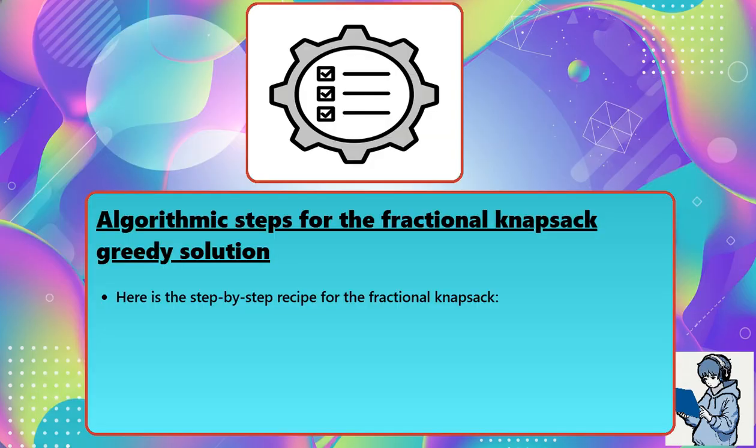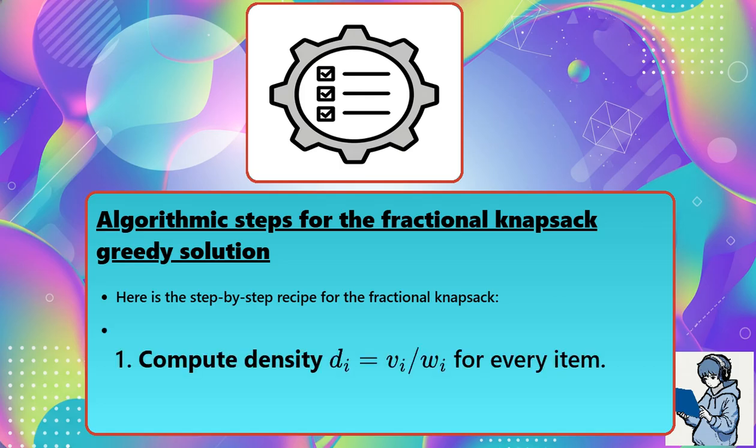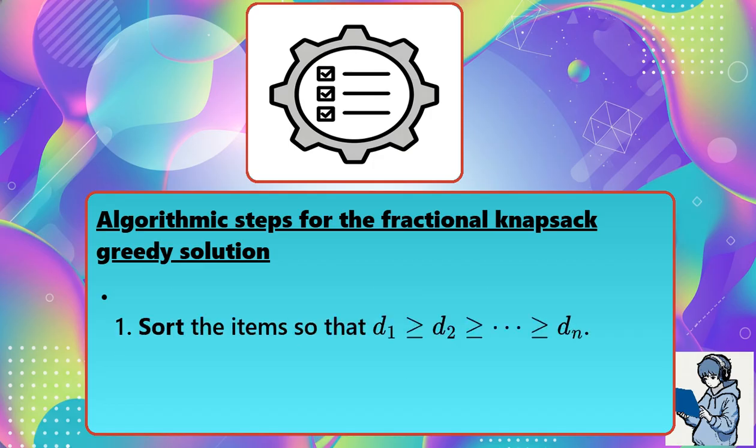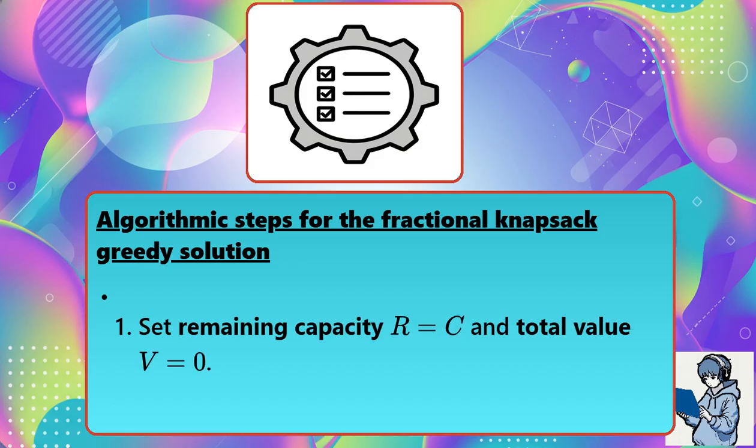Here is the step-by-step recipe for the fractional knapsack. Compute density d_i equals v_i divided by w_i for every item. Sort the items so that d_1 is greater than or equal to d_2, greater than or equal to, and so on, greater than or equal to d_n. Set remaining capacity R equals C and total value V equals 0.